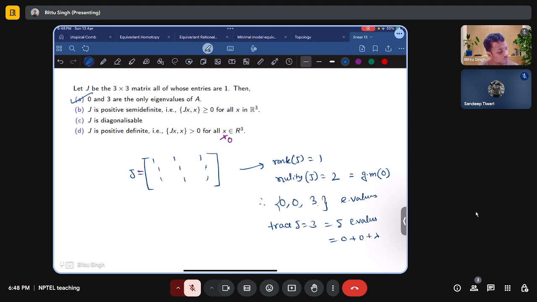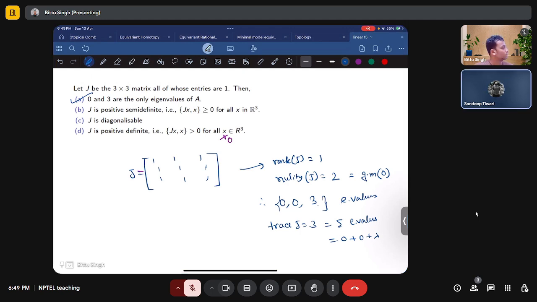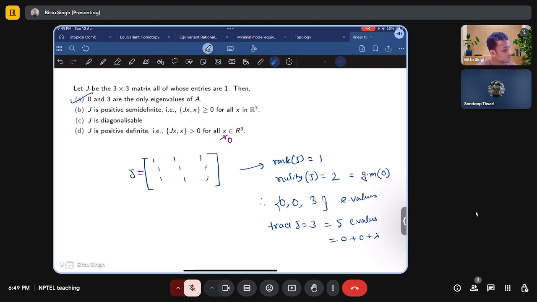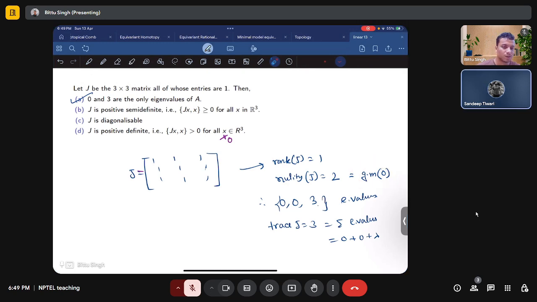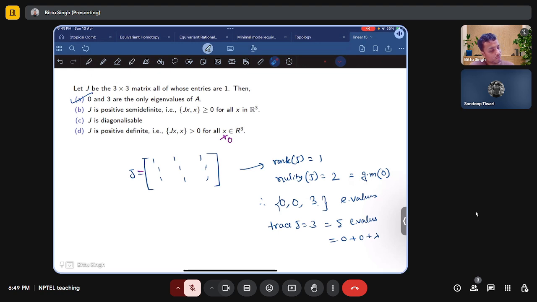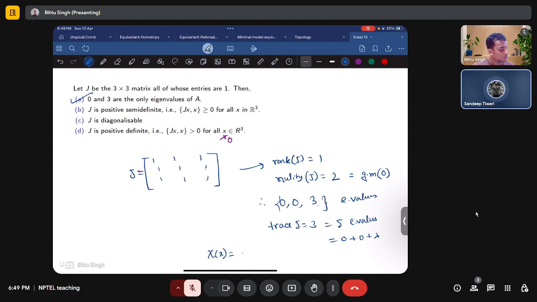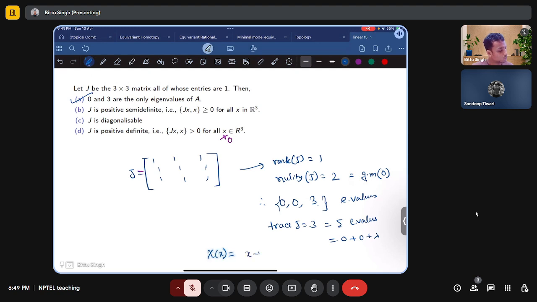Is it true? J is diagonalizable. Is it true? Yes, sir, it is true. So what will be the characteristic polynomial? The characteristic polynomial is x cube minus 3x square, that is x minus 3 times x square, because it must be of degree 3.